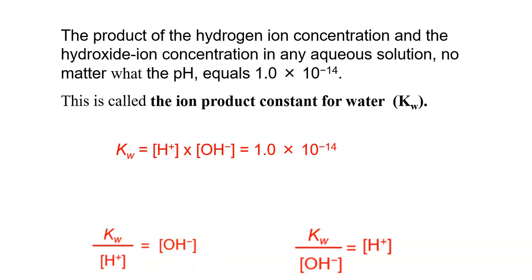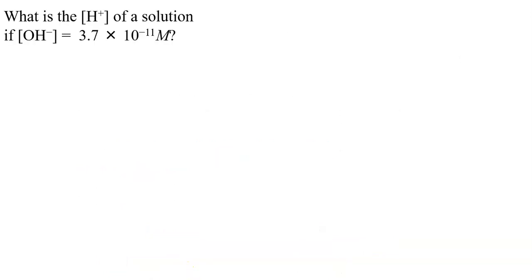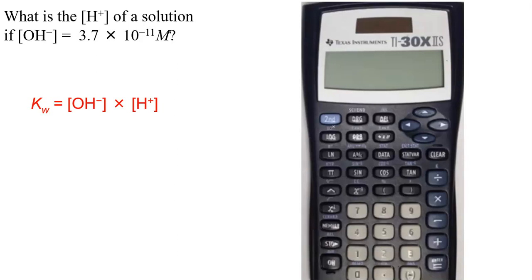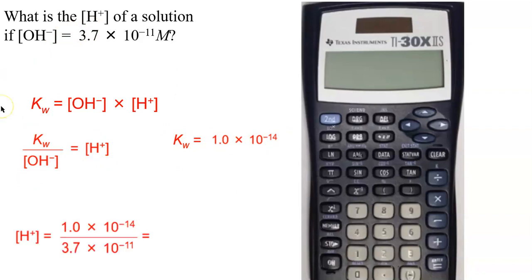All right, so a problem that's based on this would be something to the effect of, what is the hydrogen ion concentration of a solution if the hydroxide ion concentration is 3.7 times 10 to the negative 11th? All right, so here is the formula for the ion product constant for water. And here is this rearranged so that we are going to solve for our hydrogen ion concentration. We already know what the ion product constant for water is. They've given us the hydroxide ion concentration, so all we have to do is divide one by the other.